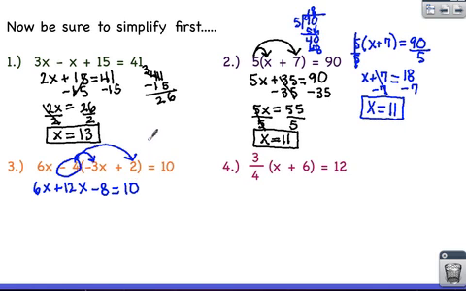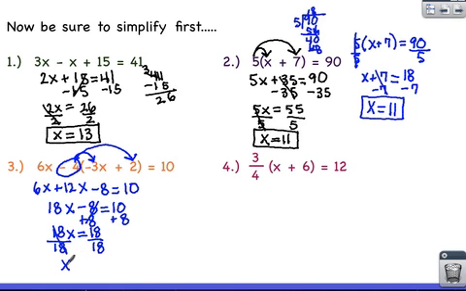Now I can combine like terms. 6x plus 12x is 18x, minus 8 equals 10. Add 8 to both sides. So we get that 18x equals 18. And when we divide both sides by 18, we get that x equals 1.